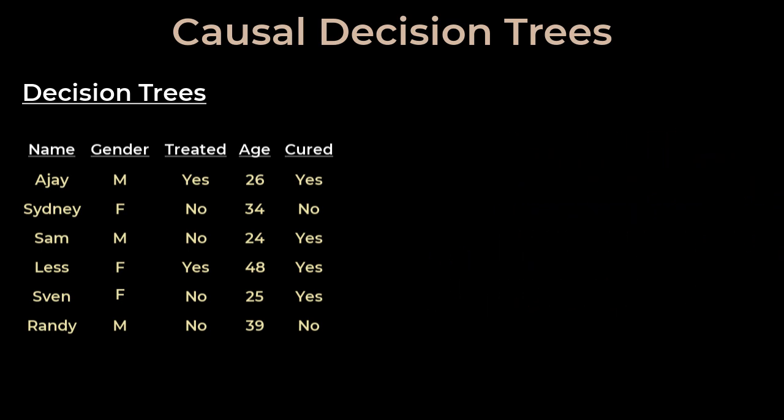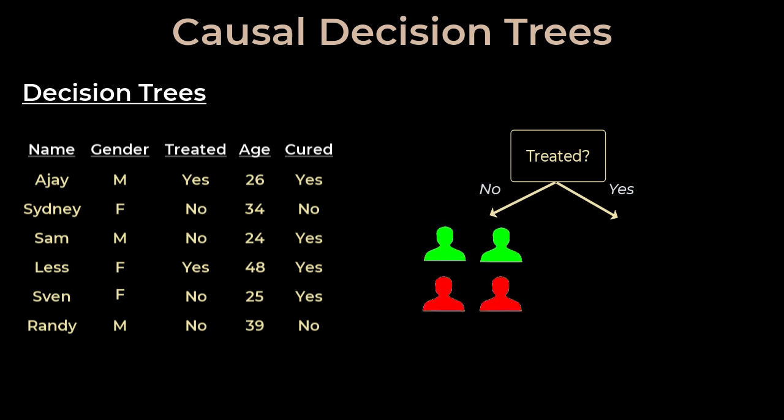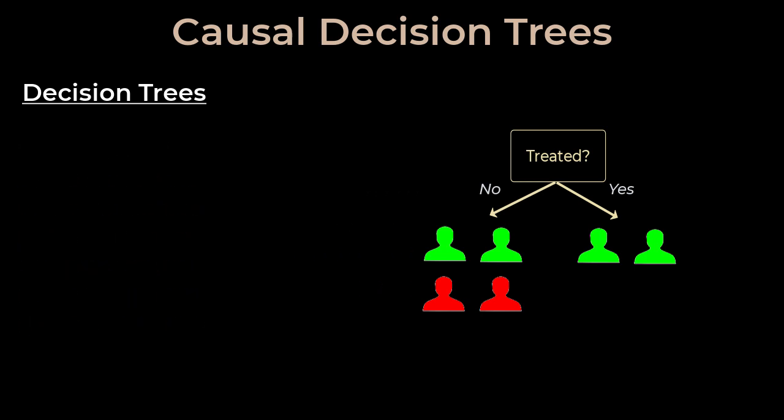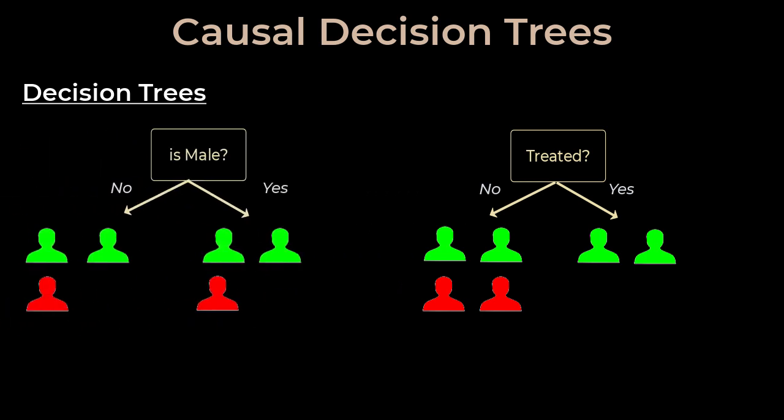Instead, what if we started with whether the person received the treatment or not as the root? If we pass in all the patients to this node, we'll end up with 4 treated individuals on the left, 2 of whom were cured and 2 were not, and we'll end up with 2 cured individuals on the right. So which split is better?